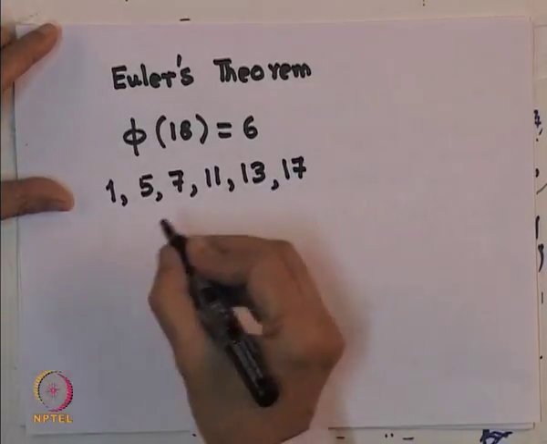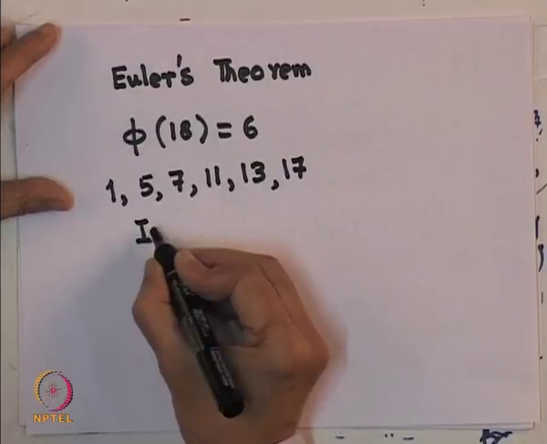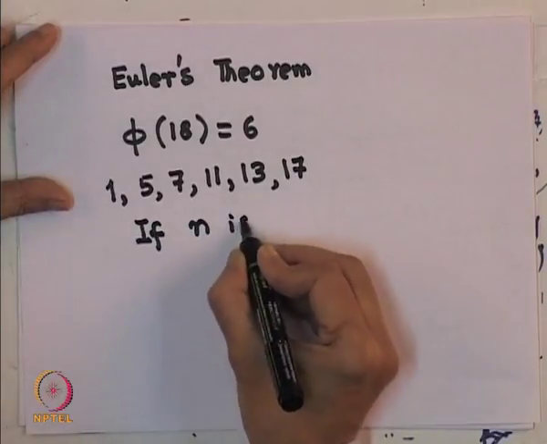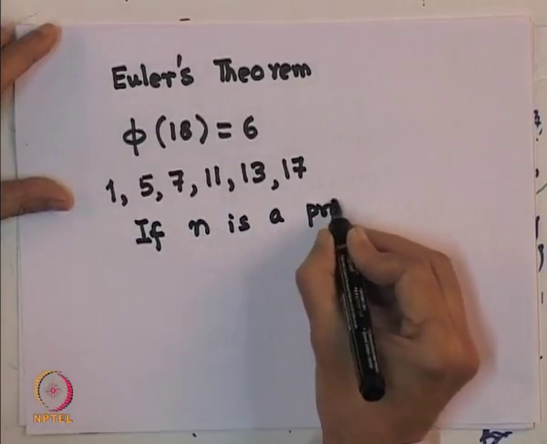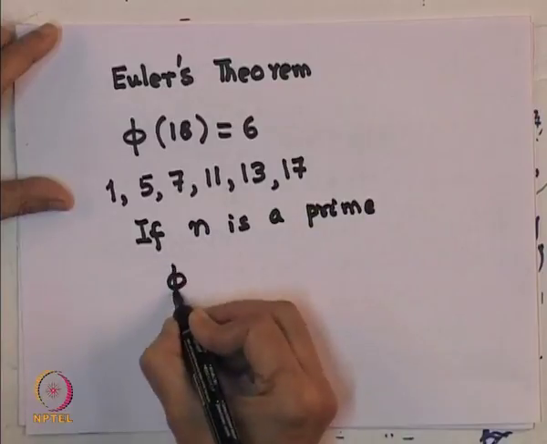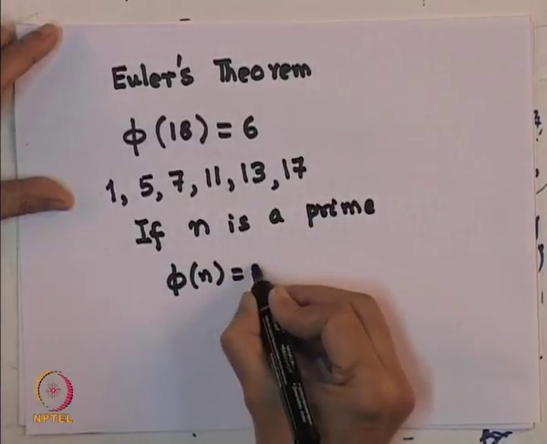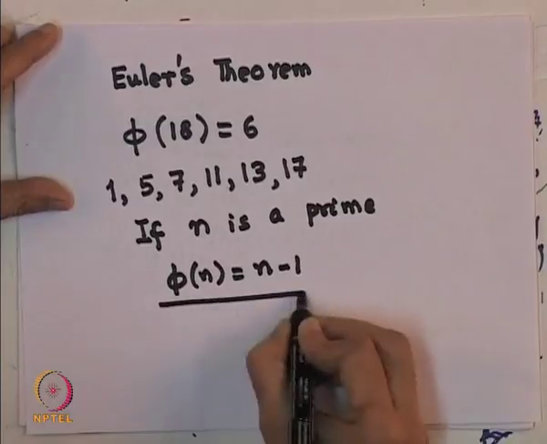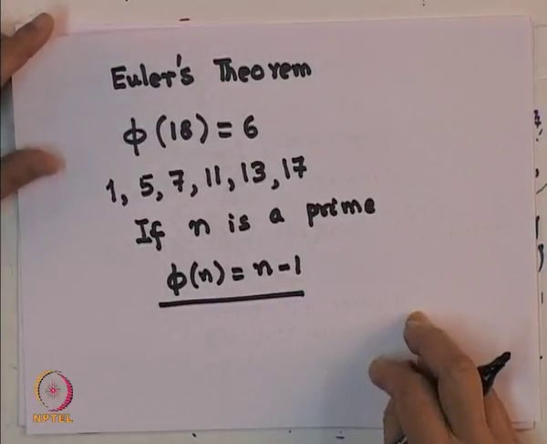Clearly, if n is a prime, then phi of n must be equal to n minus 1, because all numbers below n are co-prime with n. In the next lecture, we will continue this discussion and try to come up with what the RSA algorithm is all about.